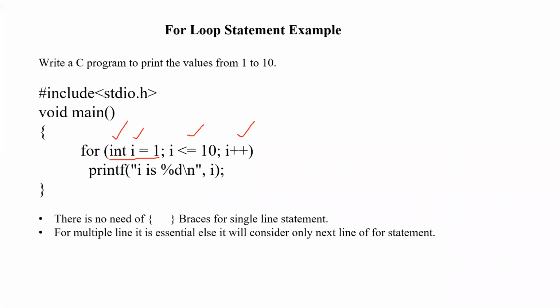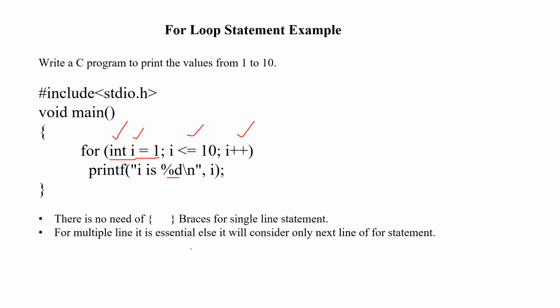We can have the declaration of the control variable in the first part. Got it? So in the first part, we had only initialization. Now it is declaration and initialization of the control variable. So in this example also, the value of i will be printed. Instead of this percentage d, we will be printing the value of i, in the loop from 1 to 10.